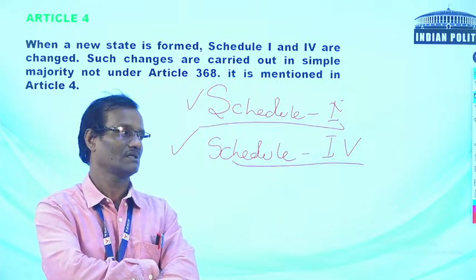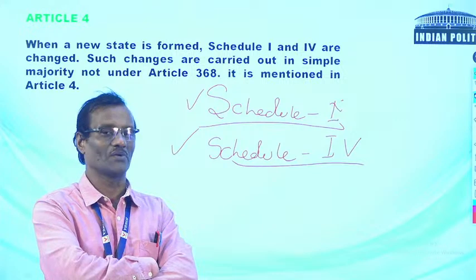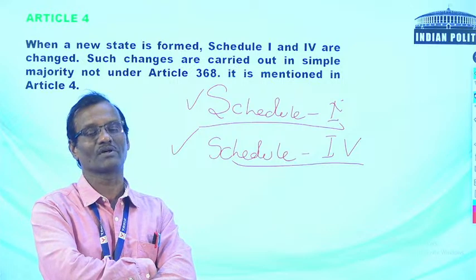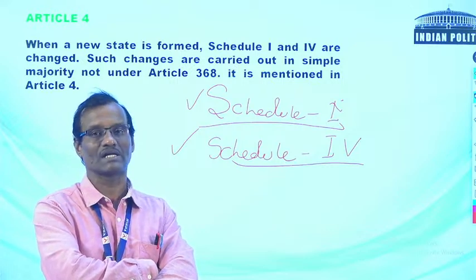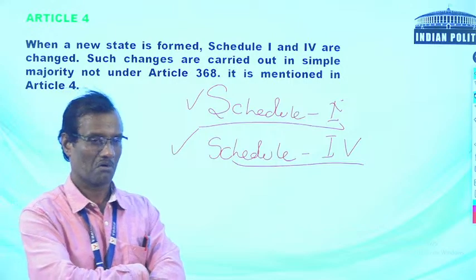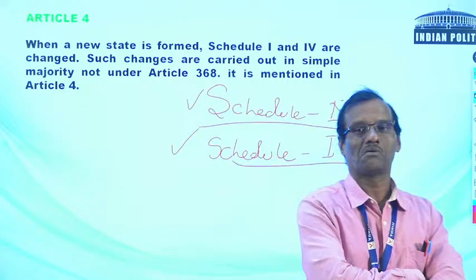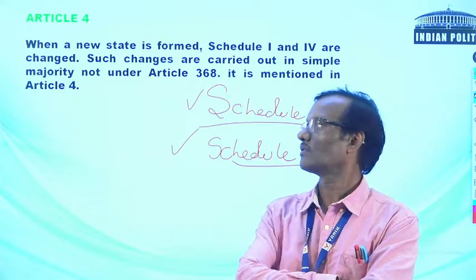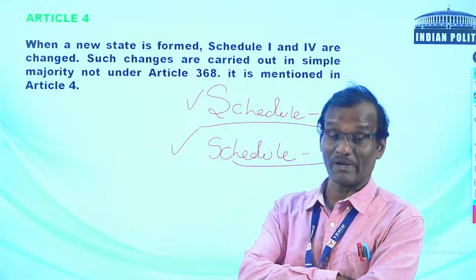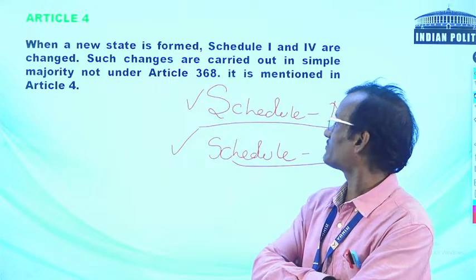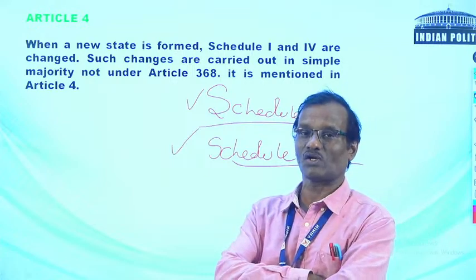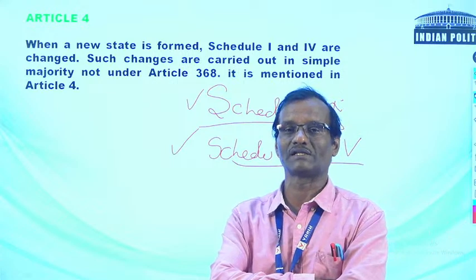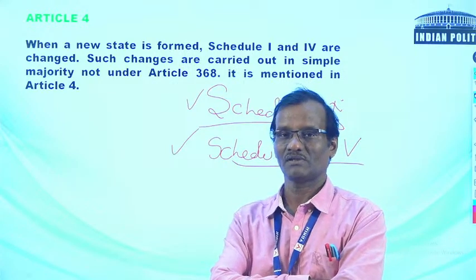That means, in the reorganization of states, any changes in the Constitution made are not to be considered as a constitutional amendment under Article 368. That is what is mentioned in Article 4. Article 4 mentions that when a new state is formed, Schedule 1 and Schedule 4 change, such changes are not in accordance with the Constitution under Article 368. Got this point? Okay?